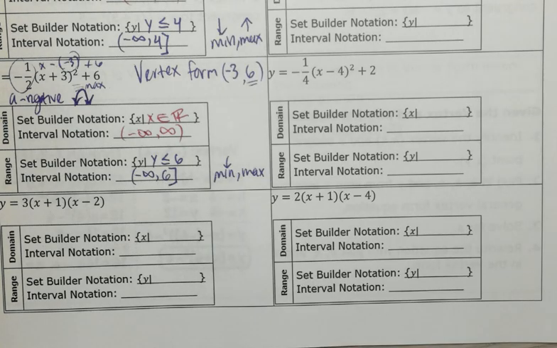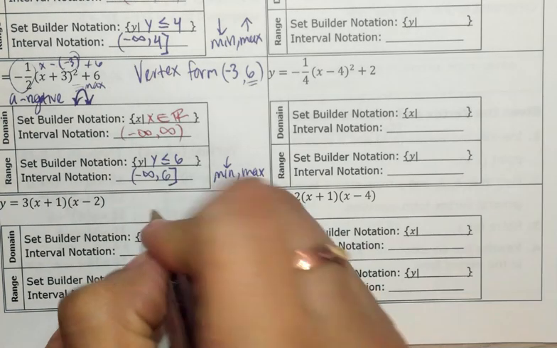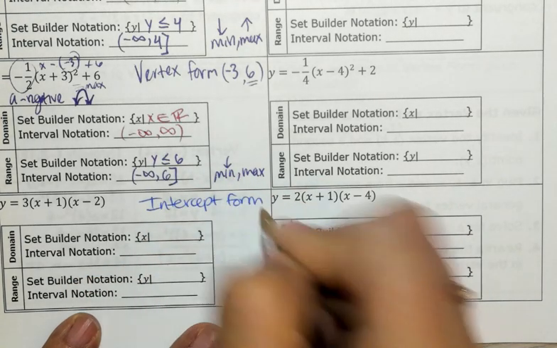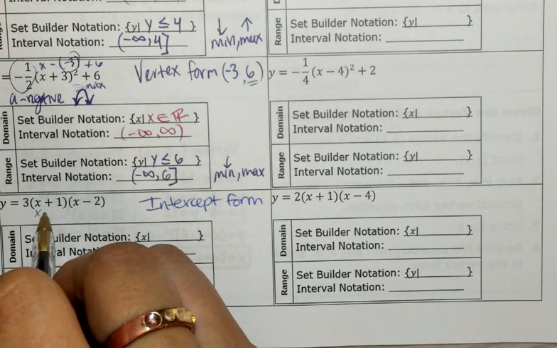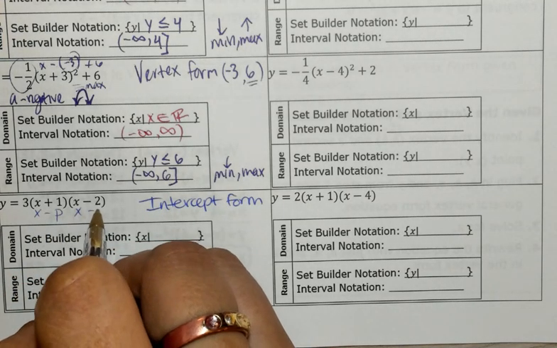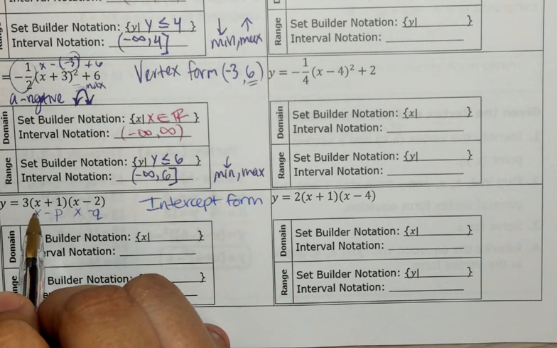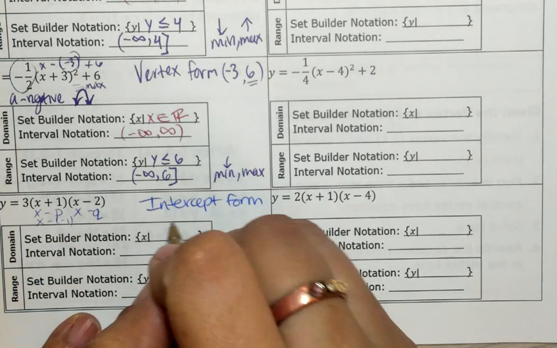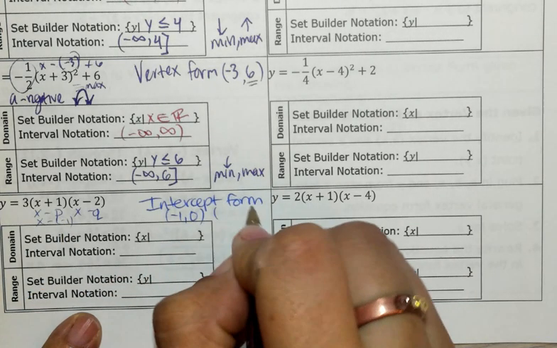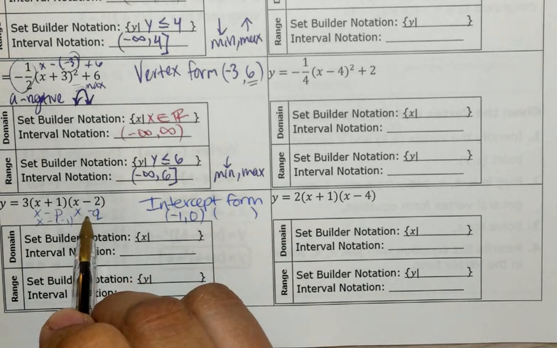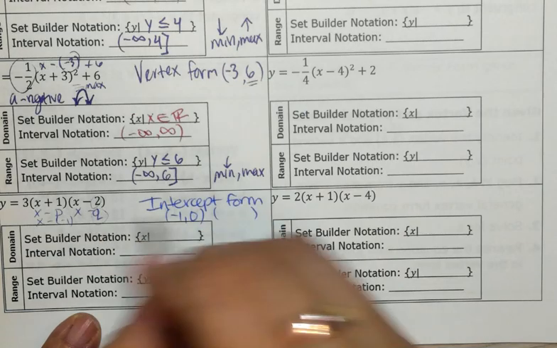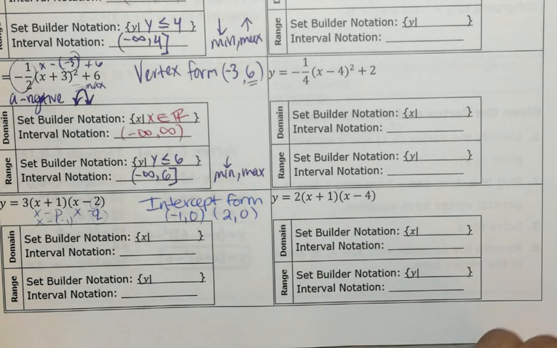All right, for the next one, this is an intercept form. So because this is an intercept form, we just identify intercepts from these two values. Should be x minus a number. X plus 1 is x minus negative 1. So that means negative 1, 0 is an x-intercept. And x minus 2, x minus q. So that means 2 is the other x-intercept.